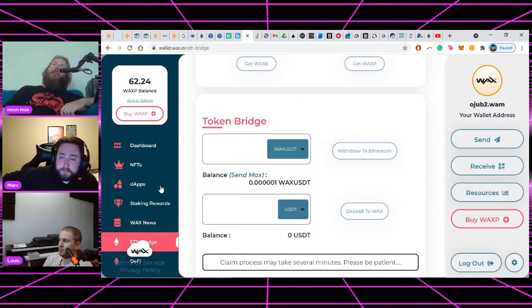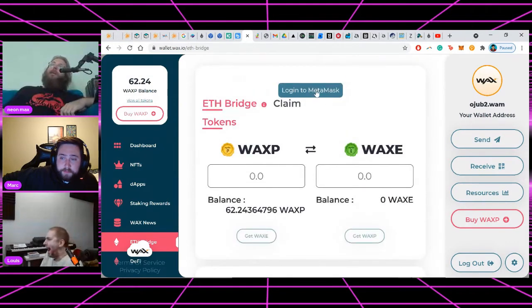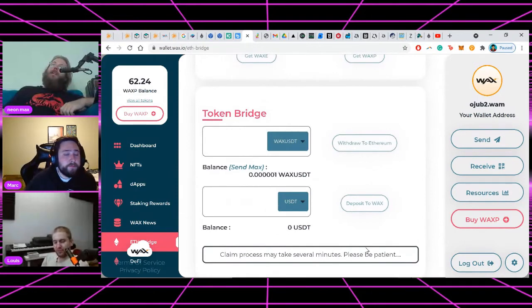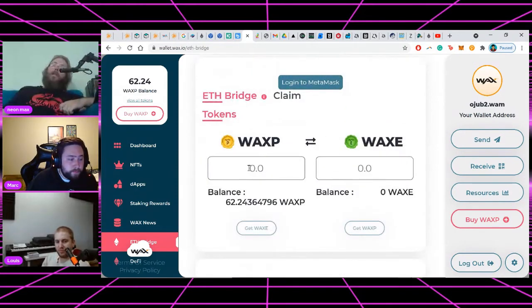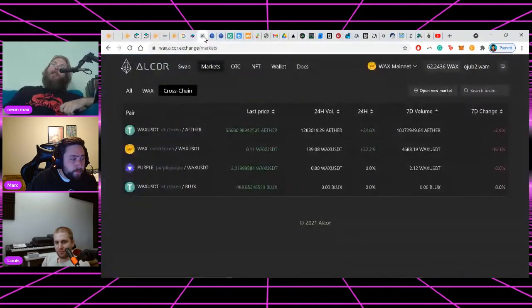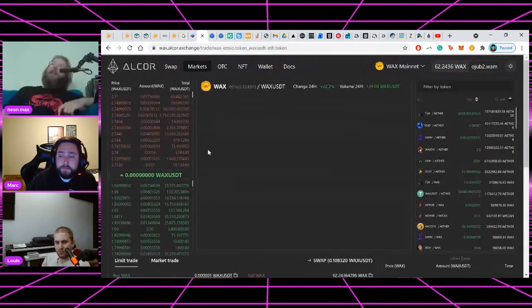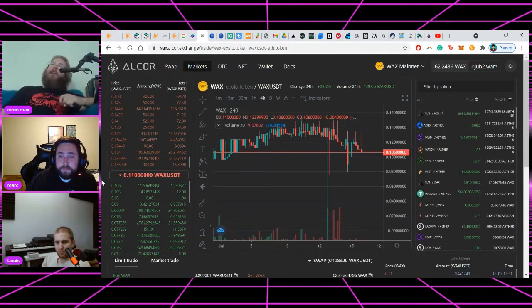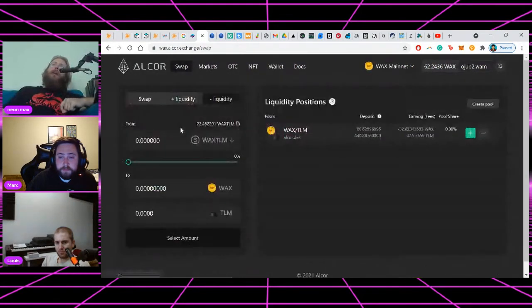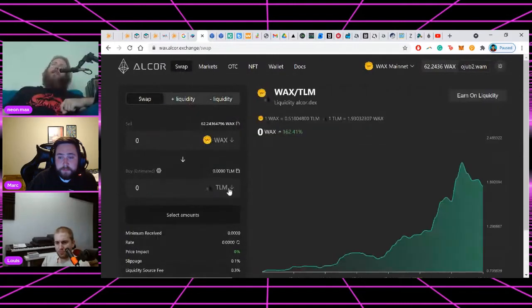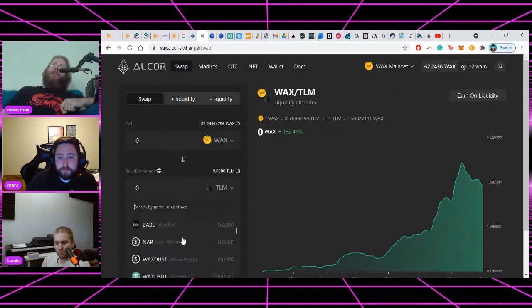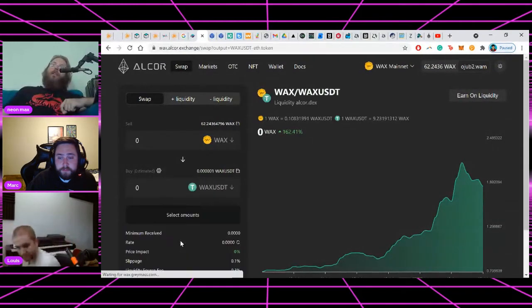Also in the same way, you can use your Tether from Ethereum using this bridge. You can deposit to Wax by connecting your MetaMask wallet here, and then send your Tether here and withdraw it, go over to Alcor, and use it to buy Wax directly on the chain rather than trying to use an exchange. Although, be warned, the volume is not great. If I wanted to buy like $100 worth, it's probably going to impact the price quite a bit, but the price is also pretty good.